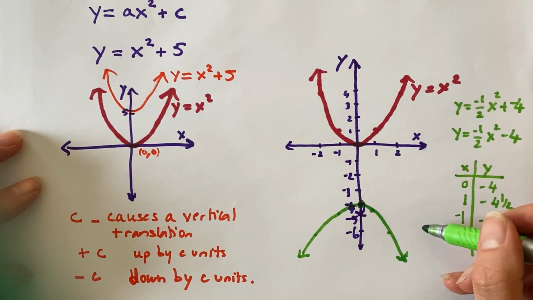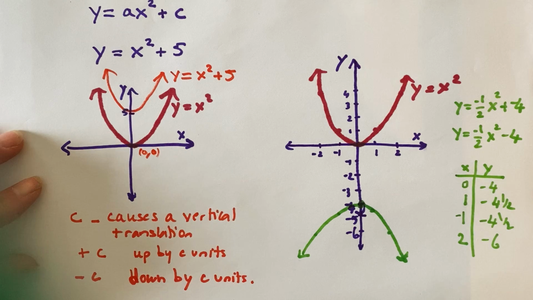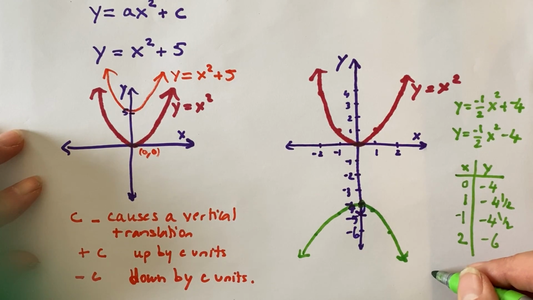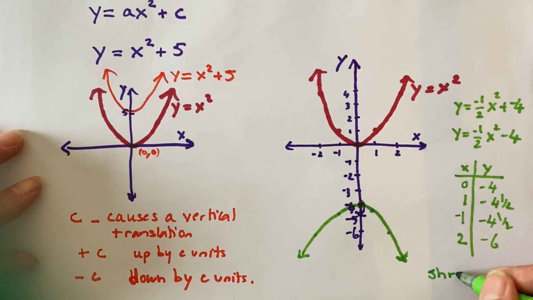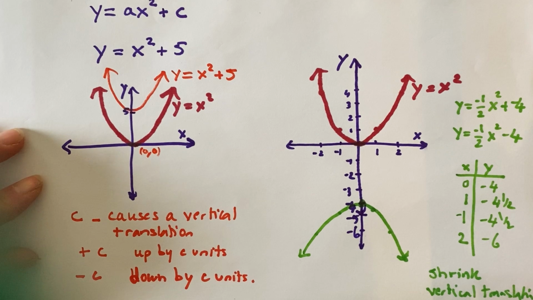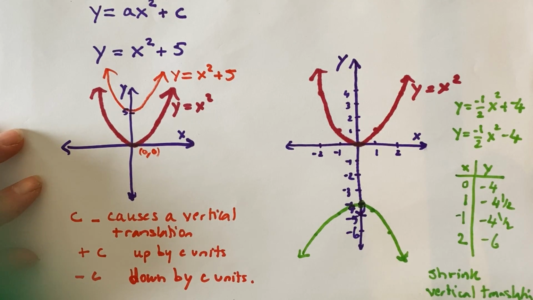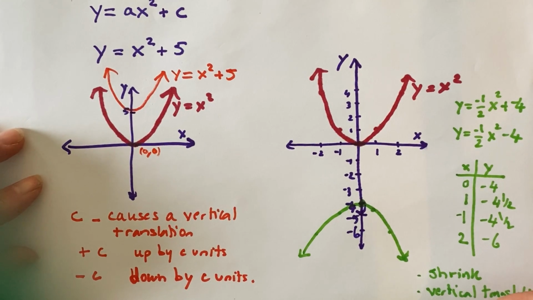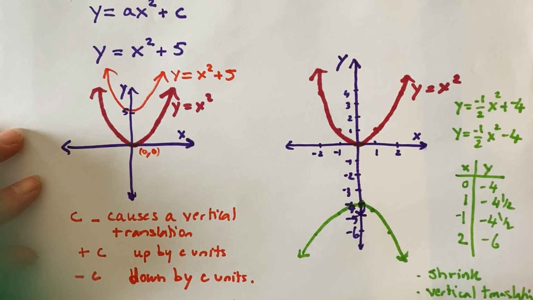And we're going to call this, we have to name it properly. It is a shrink. It is a vertical translation by 4 units down. And it is a reflection. And this is what you need to say when you're comparing it to the parent function.